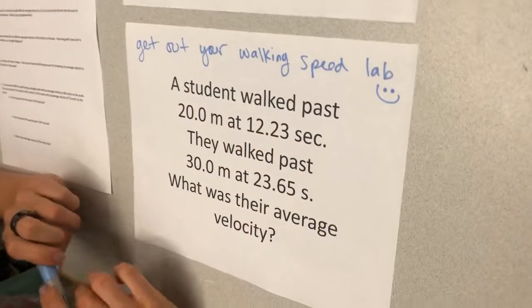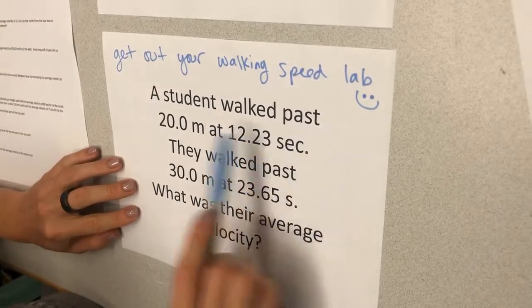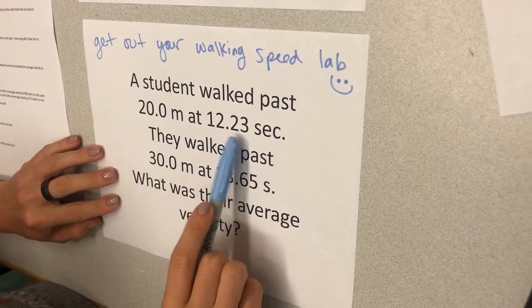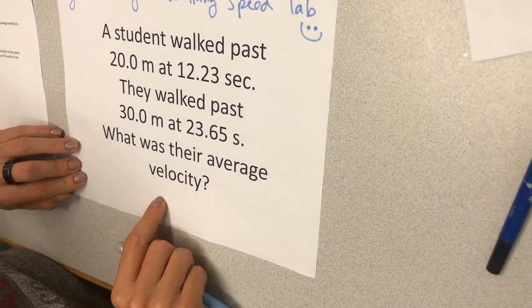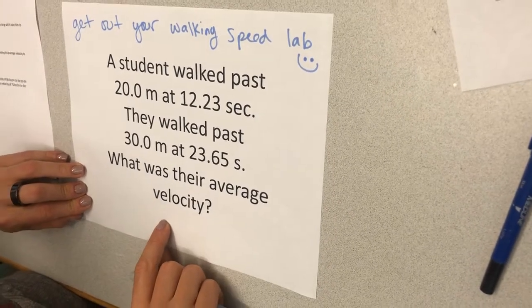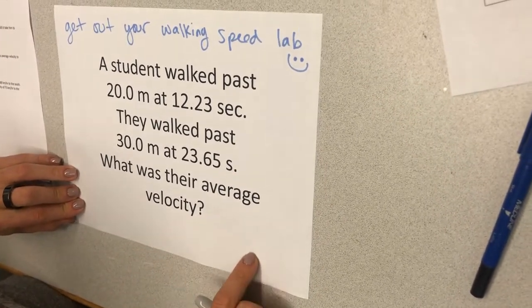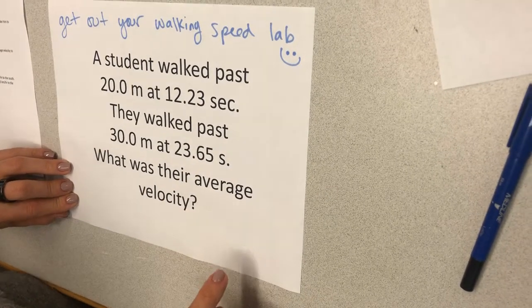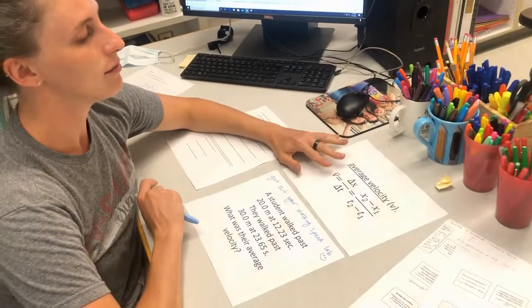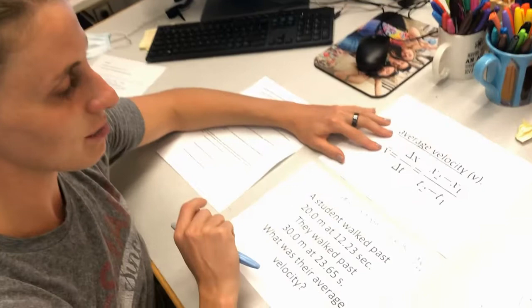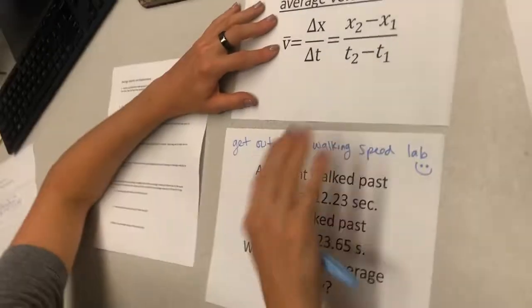Here's our question. A student walked past 20 meters at 12.23 seconds. So they're walking, then they passed the 20 meter mark at 12.23 seconds. And then they kept walking and they walked past the 30 meter mark at 23.65 seconds. What is their average velocity? What's it asking? Breathe, the average velocity equation is up here. And we know how to do this.